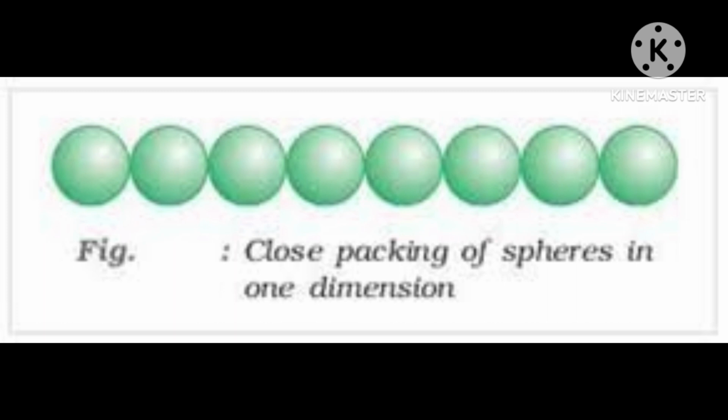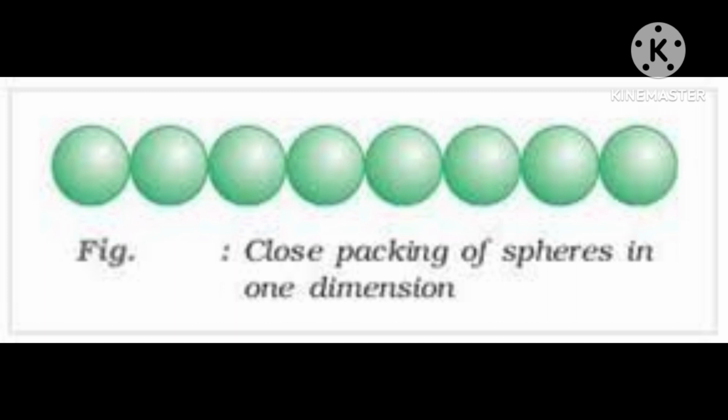What are the three steps? First is close packing in one dimension, second is close packing in two dimensions, and third is close packing in three dimensions. First I will discuss these three. All are arrangements. Last class I have already briefed about the arrangement in one dimension. Now again I will go into a little more detail.